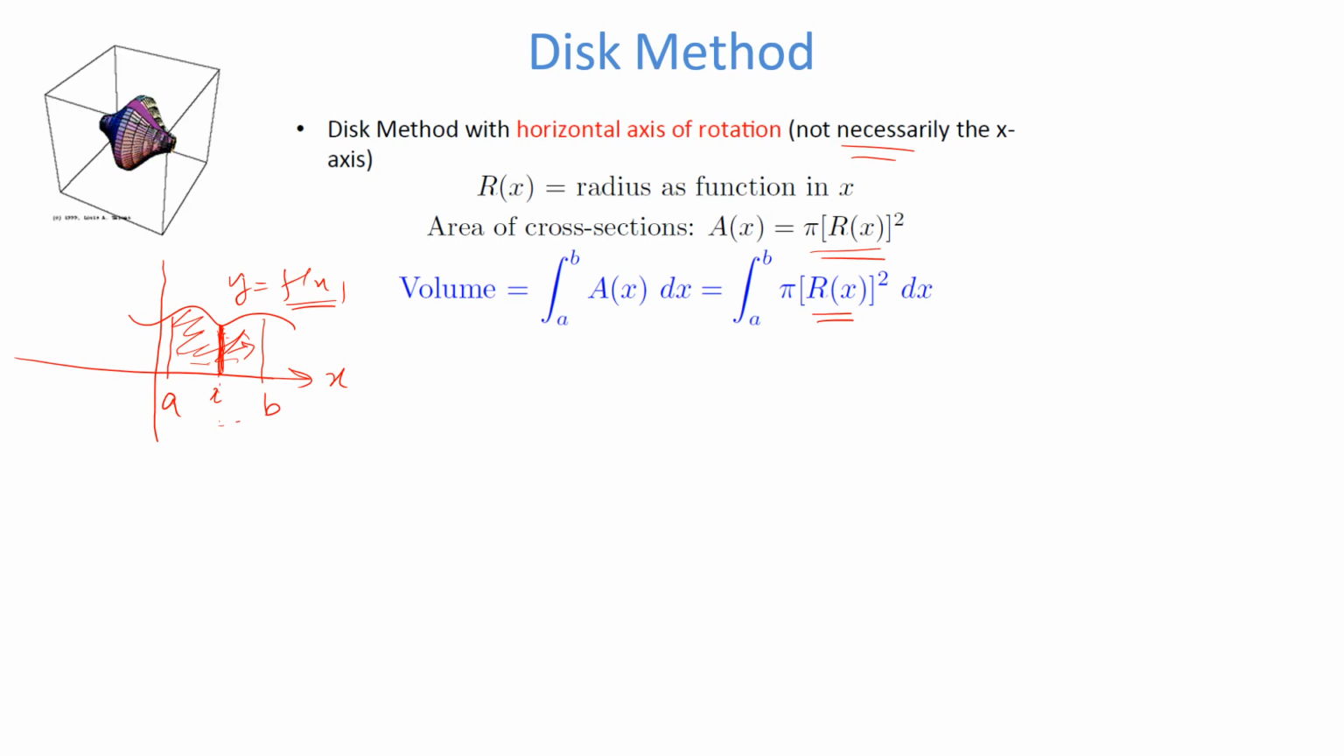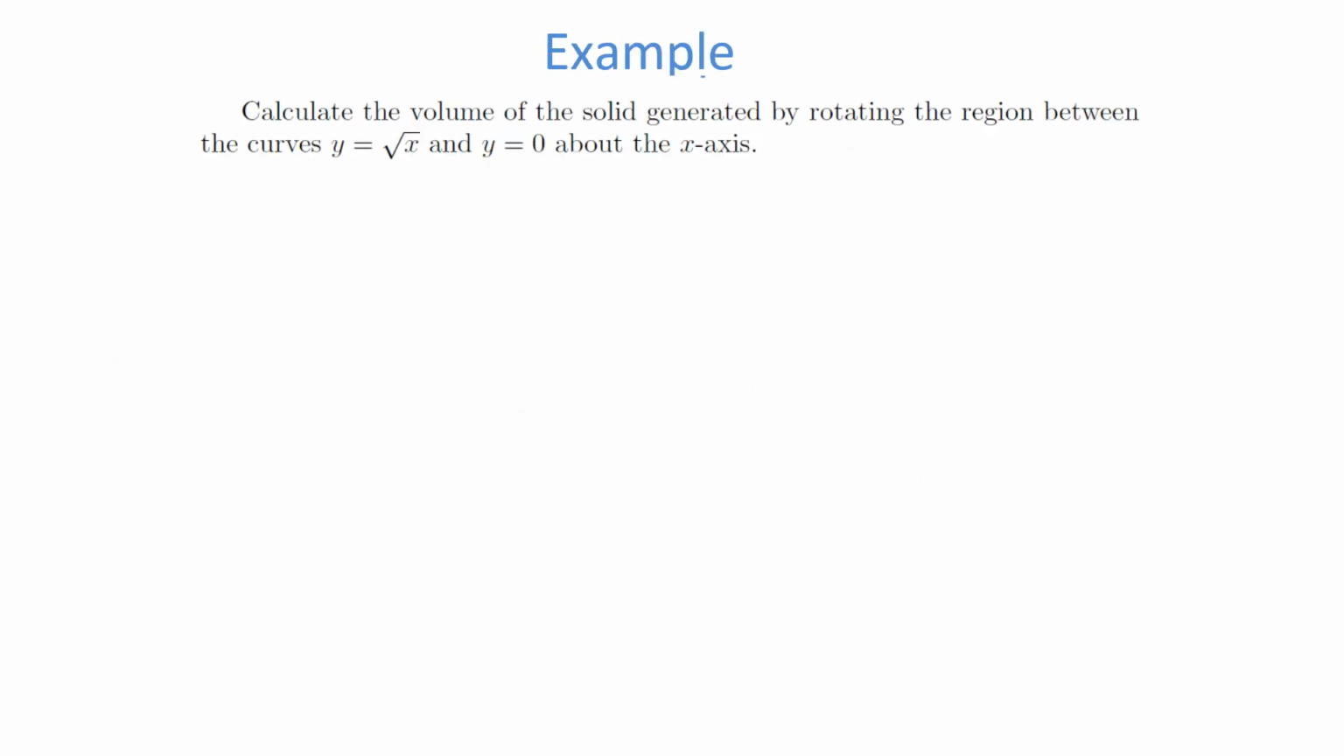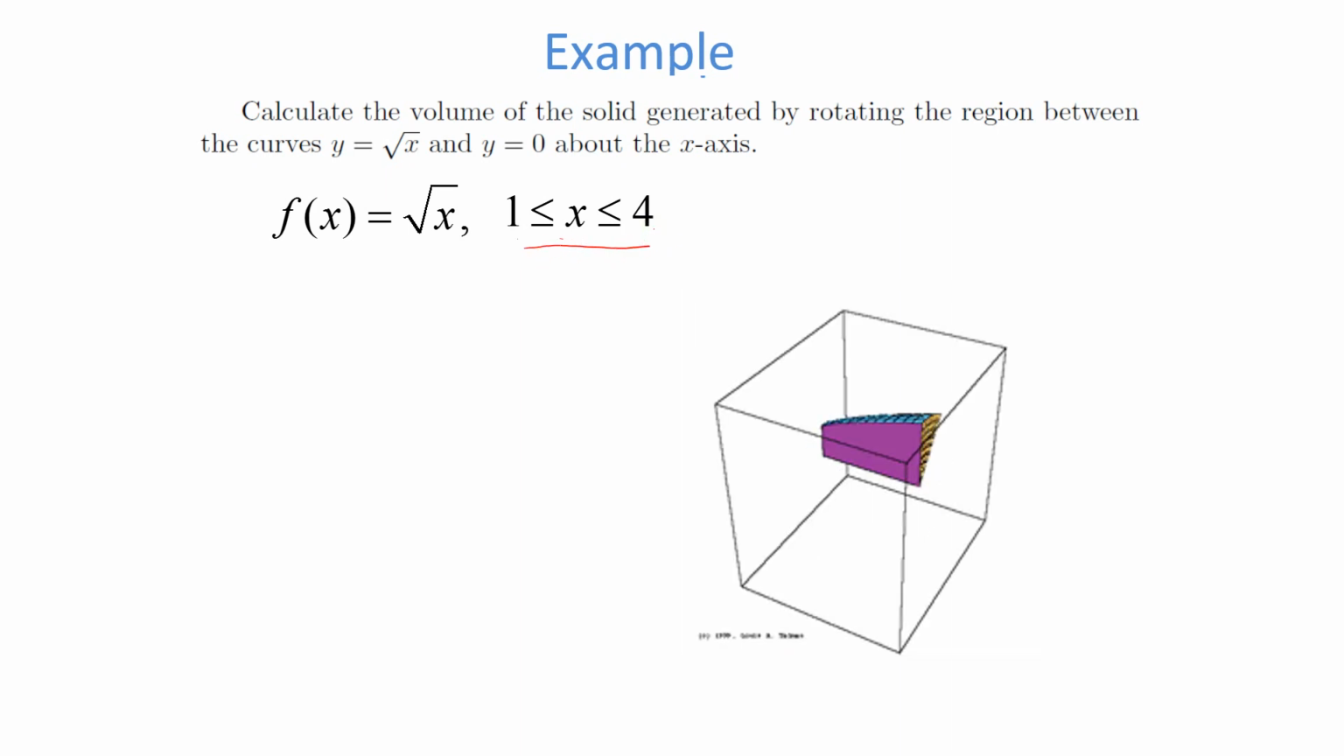Like this. There is no gap between the axis and the region. Or like this. So here is an example. Calculate the volume of the solid generated by rotating the region between y is equal to square root of x and y is equal to 0, from 1 to 4. That is, a and b here are 1 and 4 respectively. So this is the planar region, and this is rotated about the x-axis.